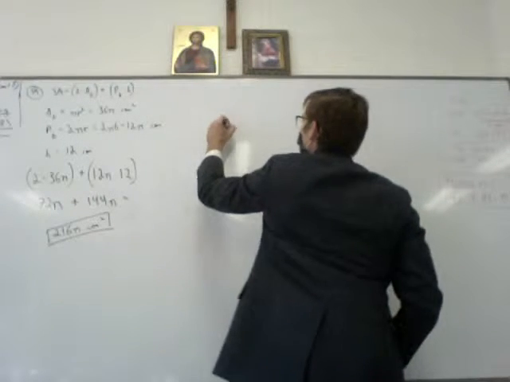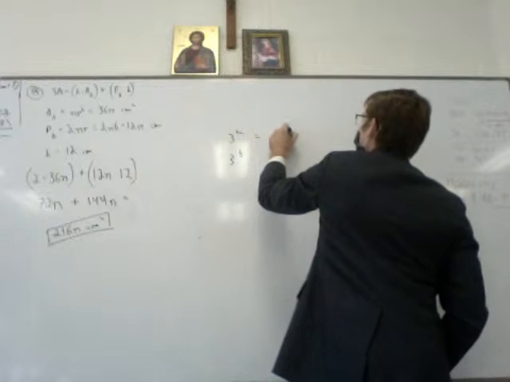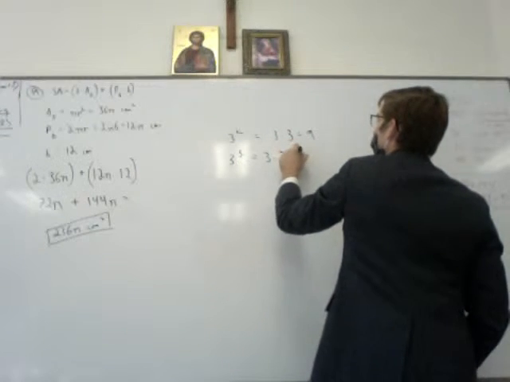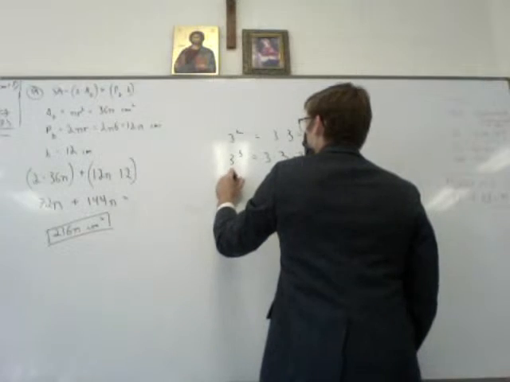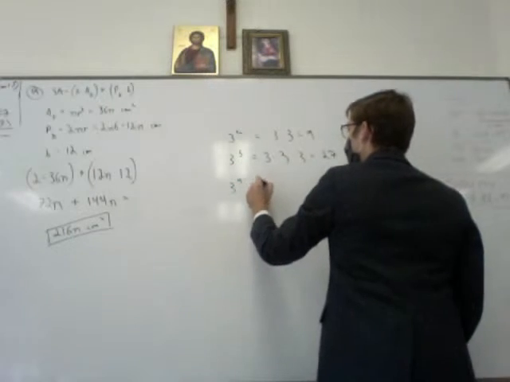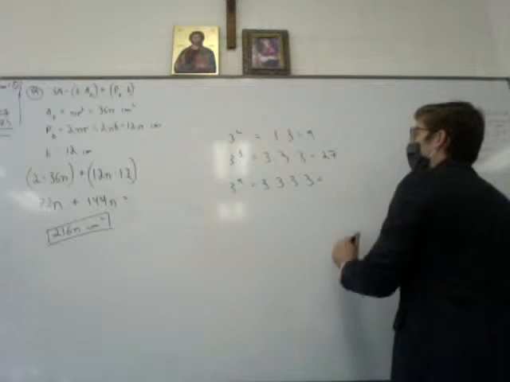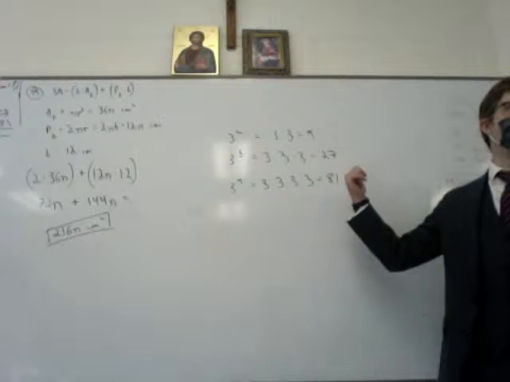Let me just move this down to 3 squared, 3 cubed. 3 times 3 is 9. 3 cubed is we take 3 3's and multiply them together, and we get what? 27. What's 3 to the 4th? It's 4 3's multiplied together. What will that give us? 81. Is there an easier way to do that than 27 times 3?